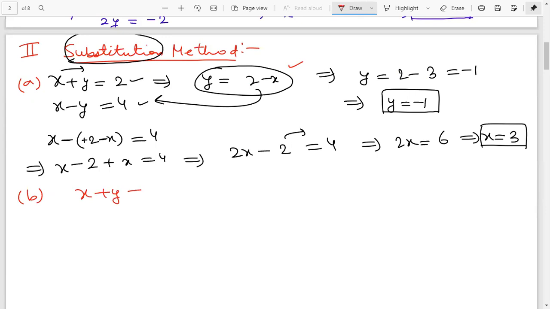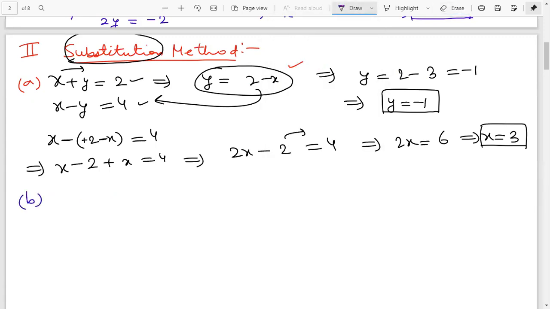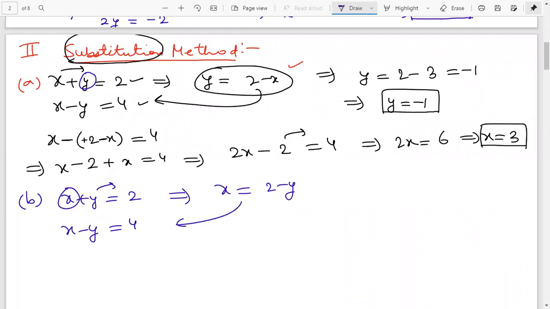x plus y equals 2. Let me write in blue. So method B: x plus y equals 2 and x minus y equals 4. Now suppose some students say, no, I want to take the x value, meaning I want to substitute the x value from equation 1 into equation 2. In the earlier case we took the y value in terms of x. Here we'll take the x value in terms of y. So x will be equal to, y will go to the right hand side, 2 minus y. And this x value we will put in the second equation, meaning the other equation.